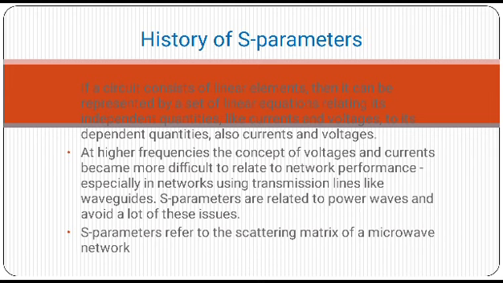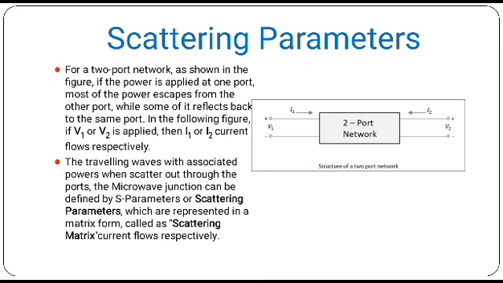The history of S parameter. If a circuit consists of linear elements, then it is represented by a set of linear equations relating the independent quantities like voltage and current to dependent quantities, also voltage and current. At a higher frequency, the concept of voltage and current becomes more difficult to relate to network performance, especially in networks using transmission lines like waveguide. S parameters are related to power waves and avoid a lot of issues. S parameter refers to the scattering matrix of a microwave network.